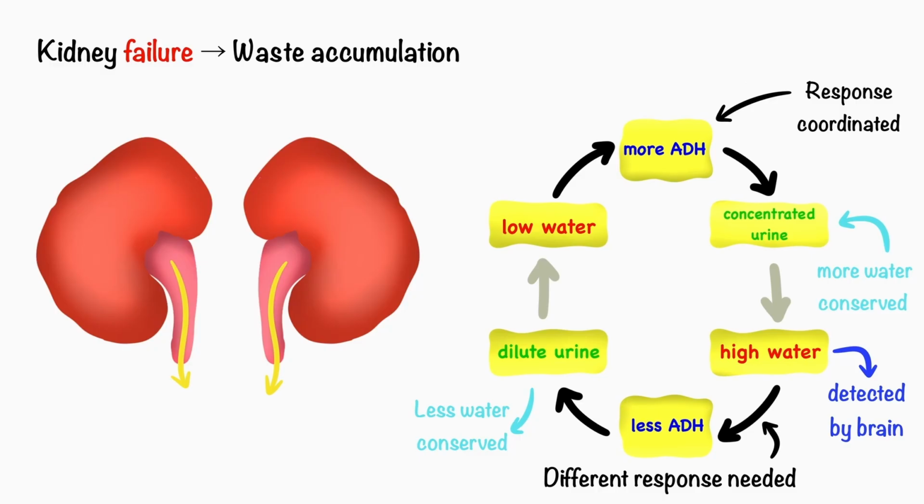If someone's kidneys fail, waste products build up in their blood, and they lose the ability to control the levels of ions and water in their body. Eventually, this leads to death if not treated. There are two main treatments for kidney failure: regular dialysis or a kidney transplant.